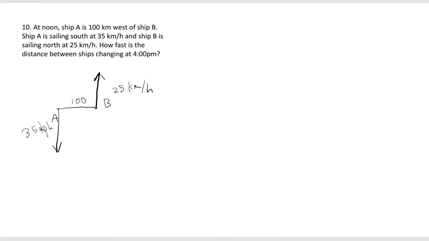Okay, the simplified picture would be something like the following. You have 100 here, one ship going up, one going down, and these are both changing, so you should put variables here. So I put x here and y here. Now, how fast is the distance between the two ships changing at 4 p.m.? So we're looking at the distance between the two ships, and let's assign this as z.